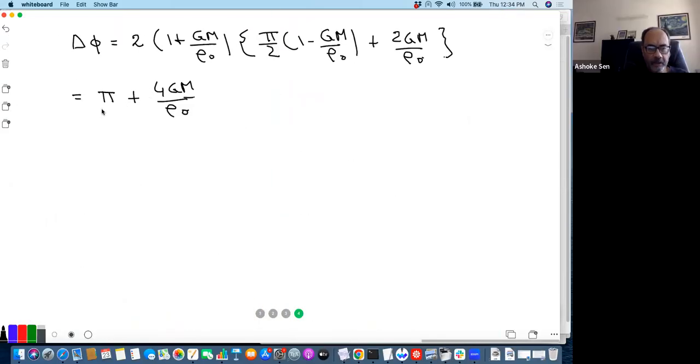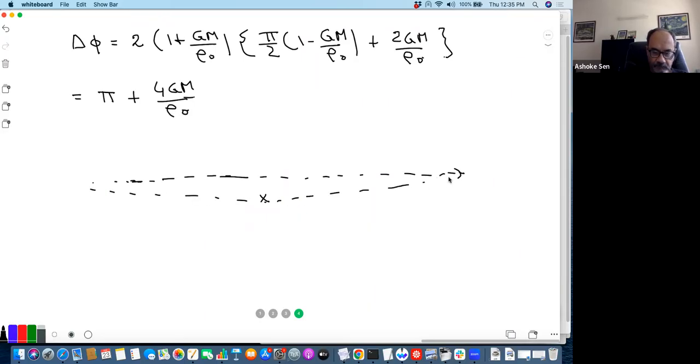So now here you see that this pi is a trivial factor. That's just the forward scattering. If you had a star over here, and a light ray passed just straight, then when you extend it and go to the polar coordinate, the change in phi would have been pi. Because in the limit when this goes to minus infinity and this goes to plus infinity, this angle would have been pi. So the pi is just forward scattering without bending.